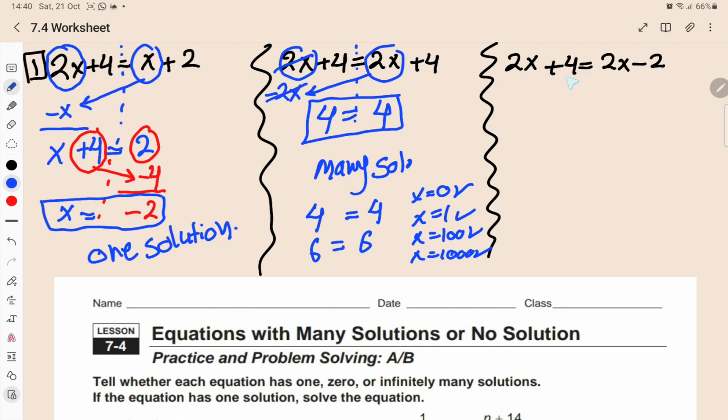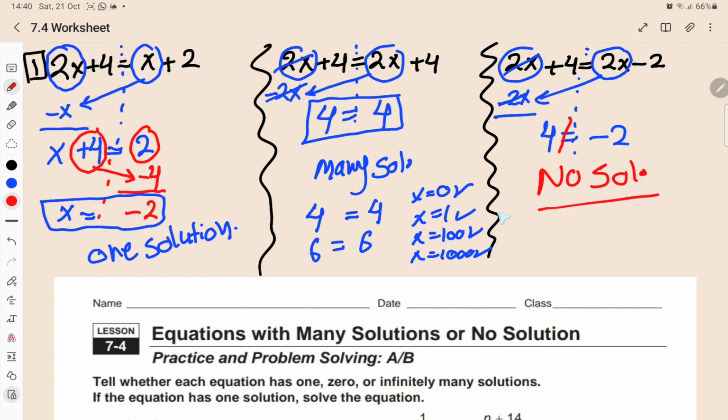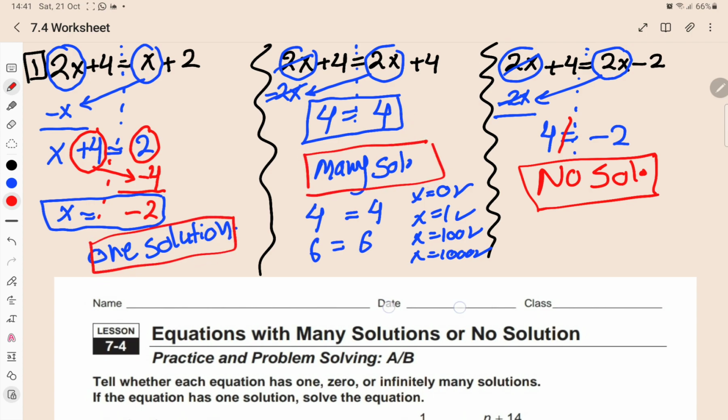The last question, 2x plus 4 equals 2x minus 2. Again, right hand side, left hand side. Like terms, 2x and 2x. Combine, 2x minus 2x, cancel. So 2x minus 2x is 0, so now it becomes 4 equals negative 2. Does it make sense? Is the 4 equal to the negative 2? No, they are not equal. So we can say that this is no solution. I cannot solve this equation. So we have three types: no solution, many solutions, or one solution.